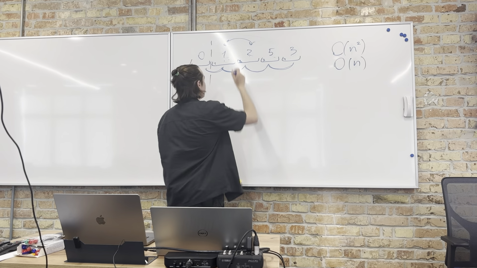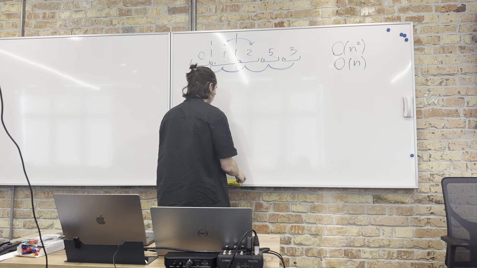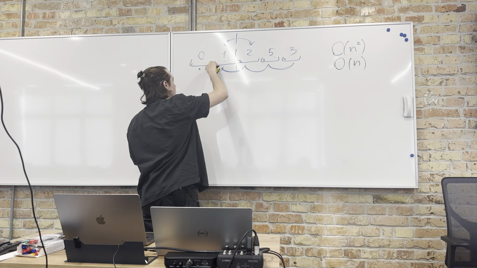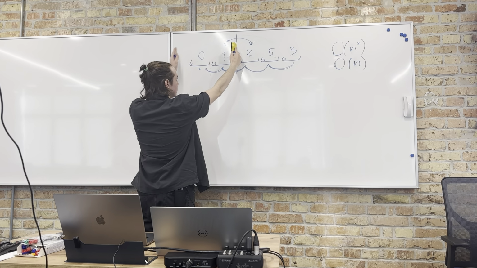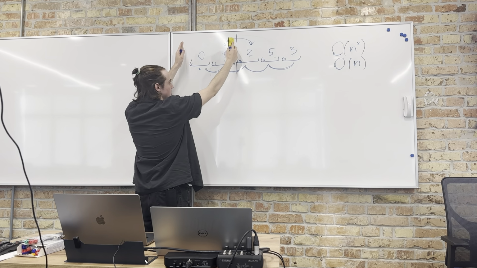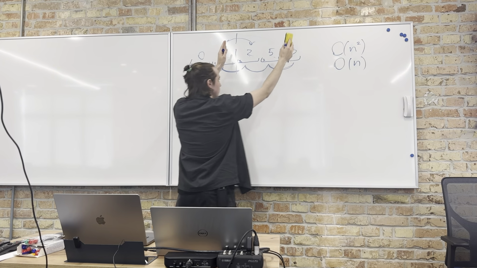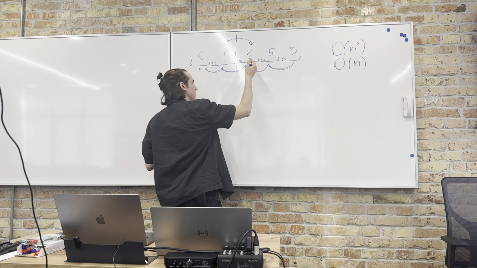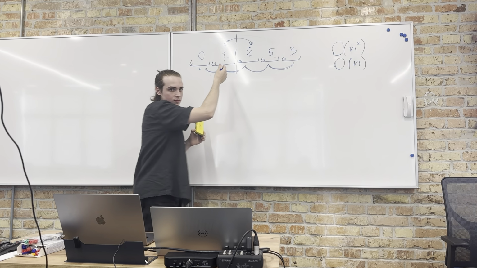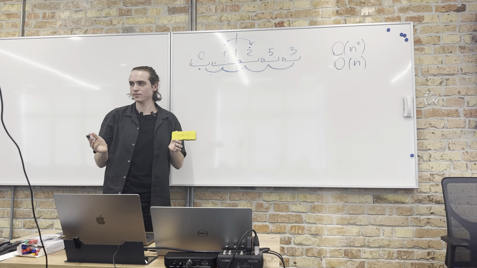Something like this. And we are saying that now this part of the array is sorted, and this part is unsorted, and our next current element will be this one. Is it clear?